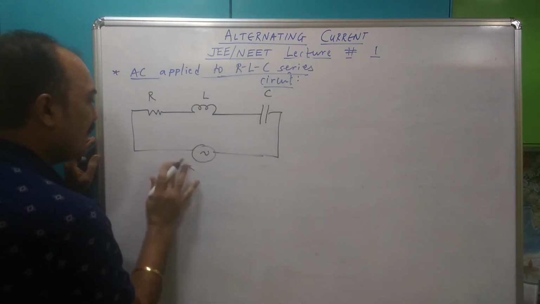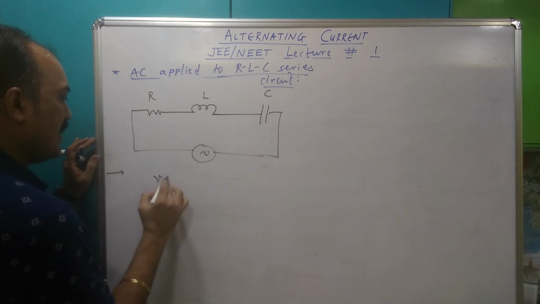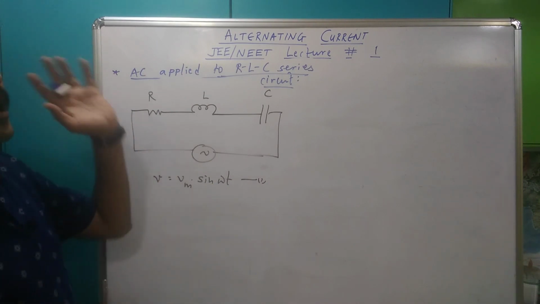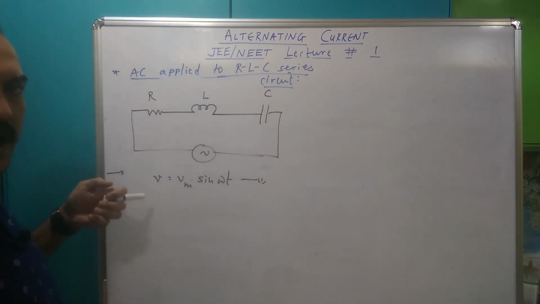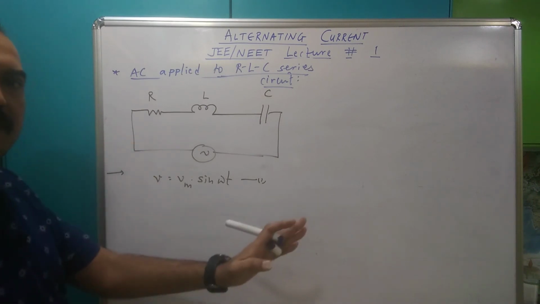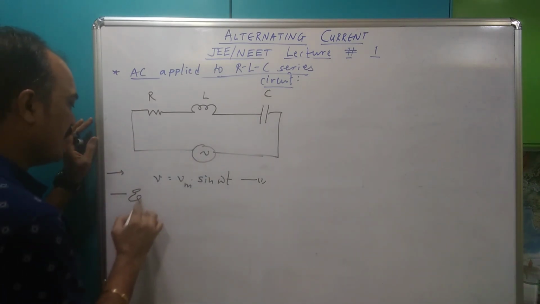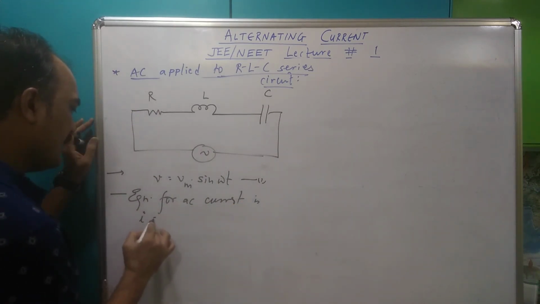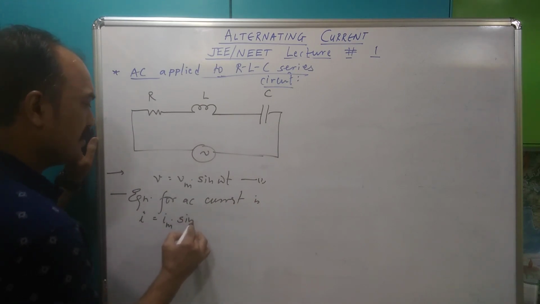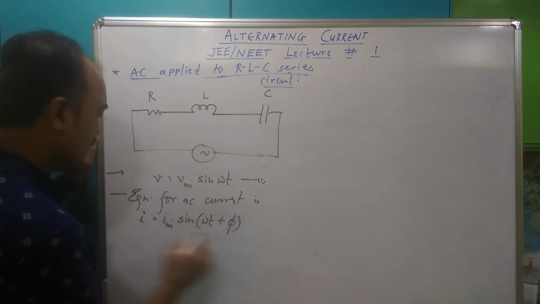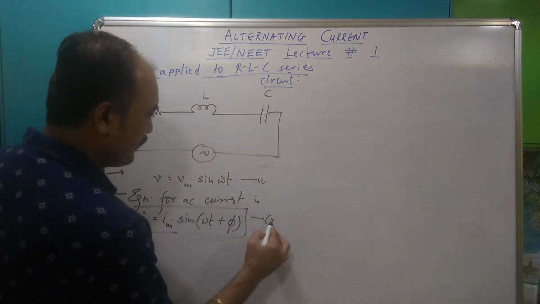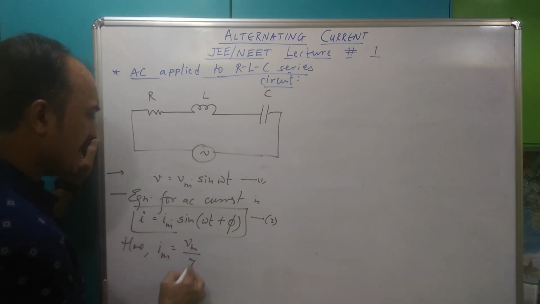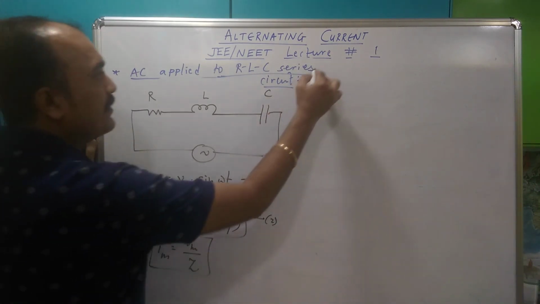The equation for AC voltage is V equals Vm sine omega t, as we derived. I'm going to write the solutions first, and then we will look at the various terms. The equation for AC current, as we have always written, is I equals Im sine omega t plus phi. I have assumed this equation, and here Im is Vm by Z. Ladies and gentlemen, a new term, Z.